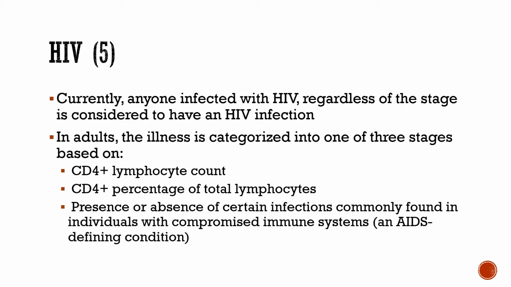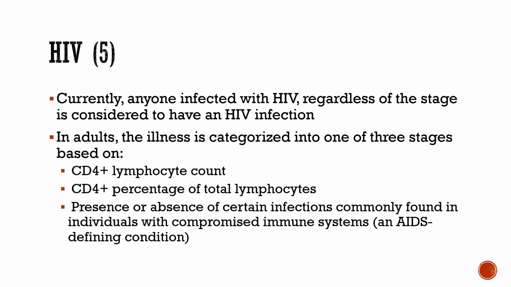So currently, anyone infected with HIV, regardless of the stage, is considered to have an HIV infection. So now what we're saying is symptomatic, asymptomatic, if you're infected, we're just going to say that you have the virus. That's it.